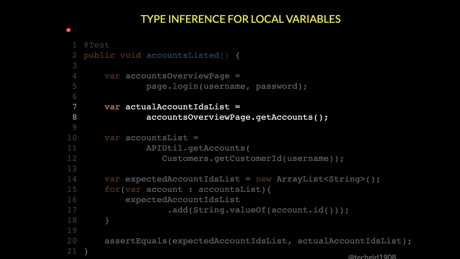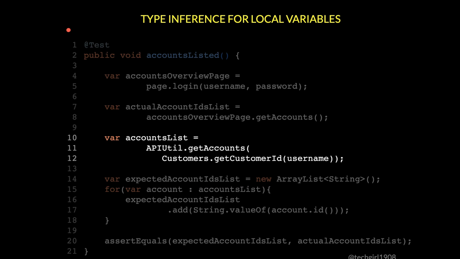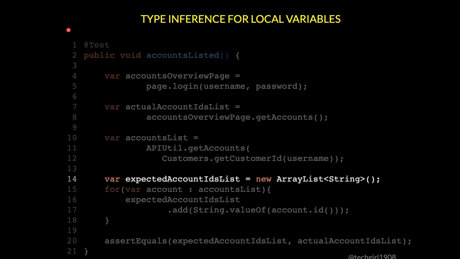Here, I changed the variable name from actual accounts to actual accounts IDs list so that it's clear this is a list and it's holding the account IDs. For this one, I also changed the name from accounts to accounts list so that it's clear this is a list holding account objects. Here I changed the name to be more representative, and I also explicitly defined the data type of the array list on the right hand side.